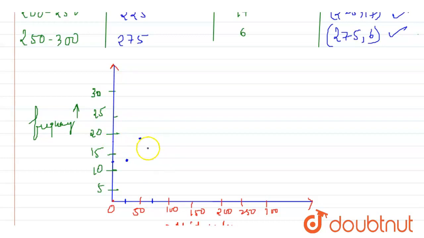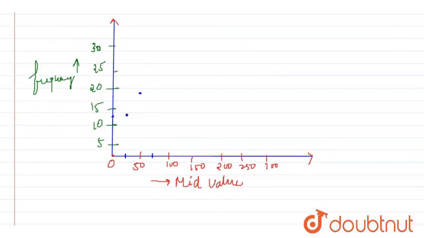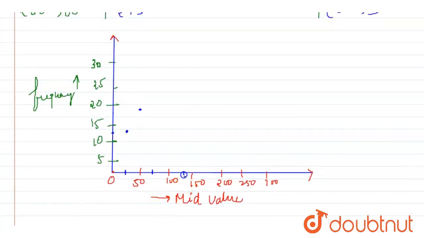Similarly we have 125 and 27. So 125 is somewhere here, and 27 is somewhere here, right, between 25 and 30. Similarly we have 175, 20. So 175 somewhere here and 20 is somewhere here, right?